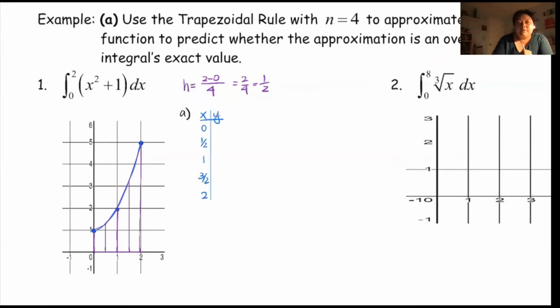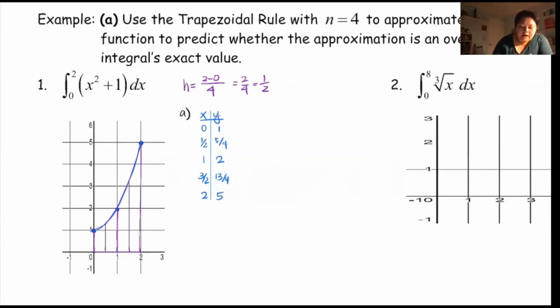So all those y values that we see there. All right, plug into my formula. 0 squared plus 1 is 1. Okay. 1/2 squared is 1/4. 1/4 plus 1 is 5/4. 1 squared is 1 plus 1 is 2. 3/2 squared is 9 over 4. 9 over 4 plus 1 is 13 over 4. And 2 squared is 4. 4 plus 1 is 5. So those are your values.